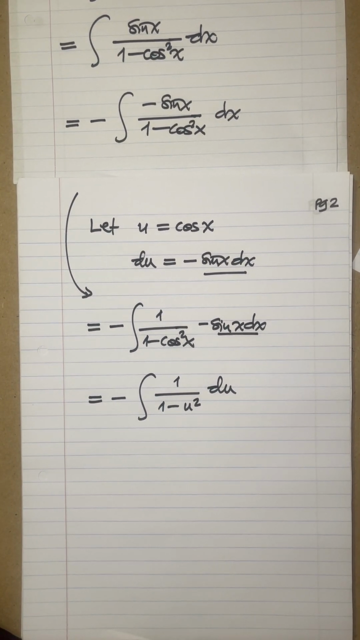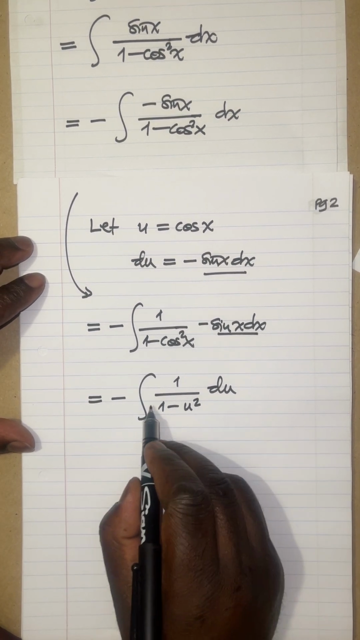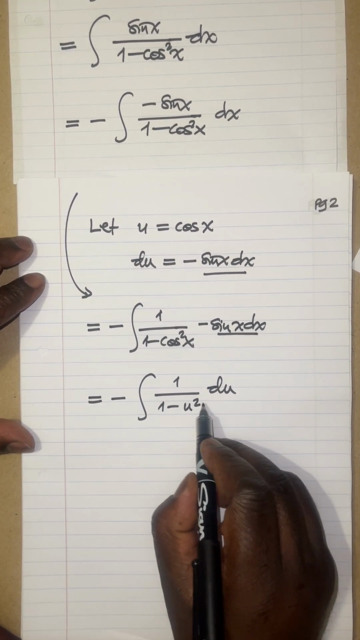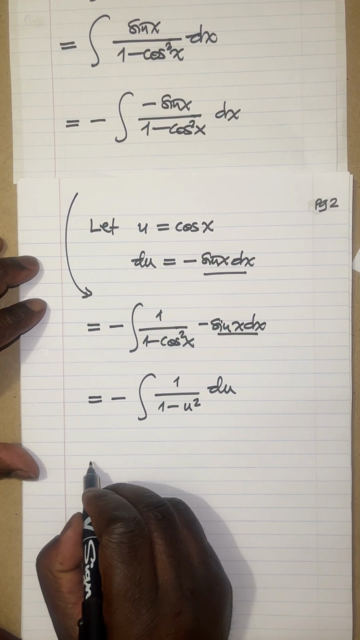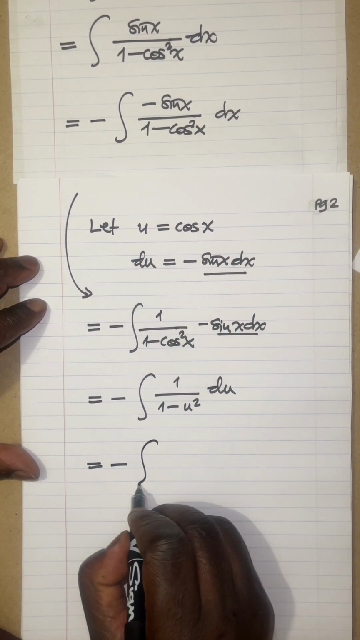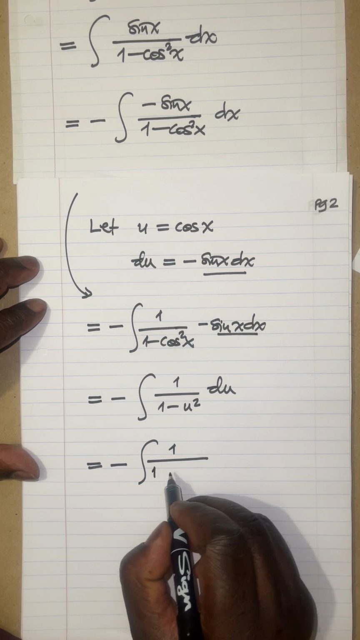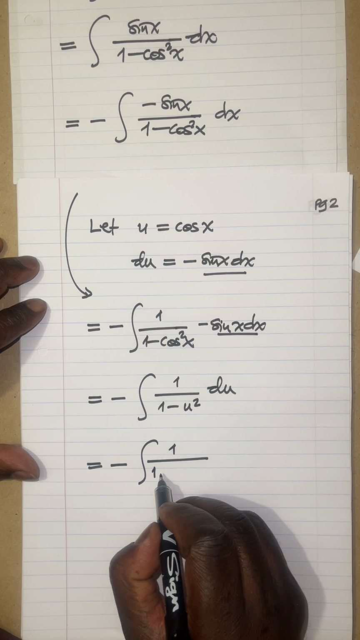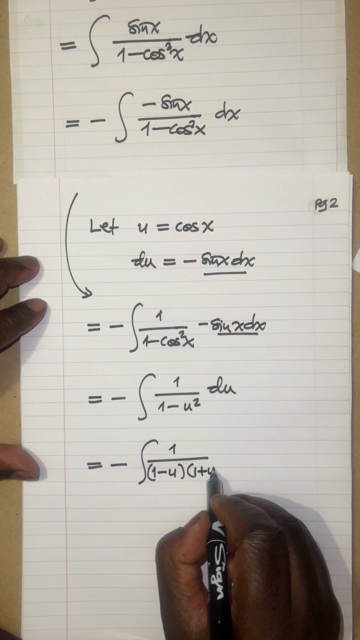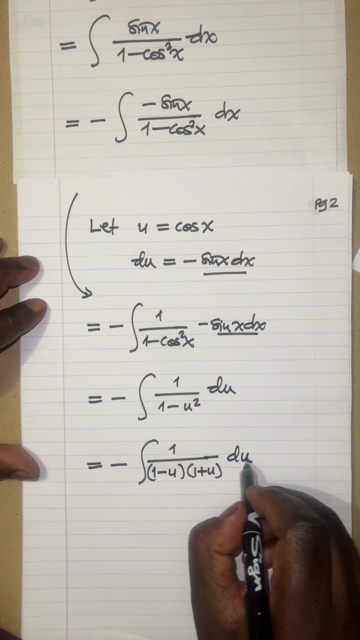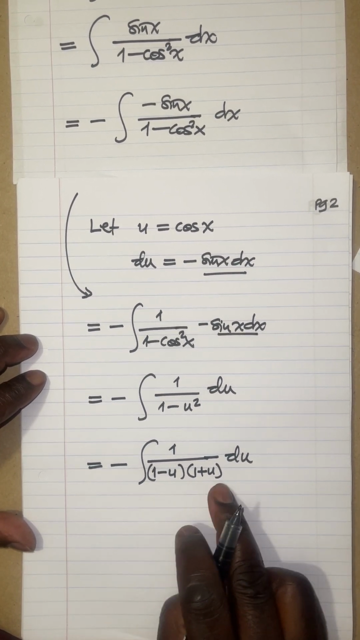Now I'm going to perform a simple trick here again. Firstly, let me perform factorization of this, which is called the difference of two squares. So this is going to be minus the integral of 1 over, this one here is going to be 1 minus u in one bracket, the other bracket 1 plus u, and then we have du.